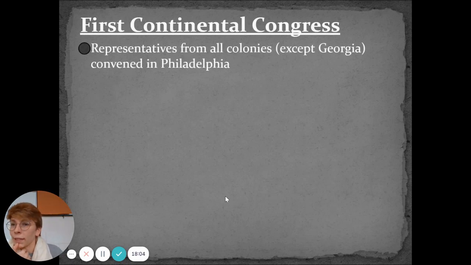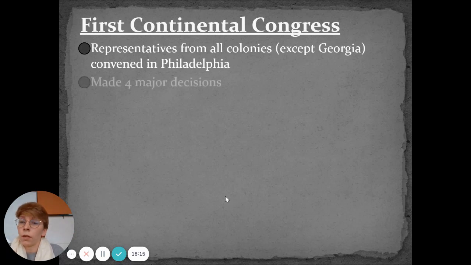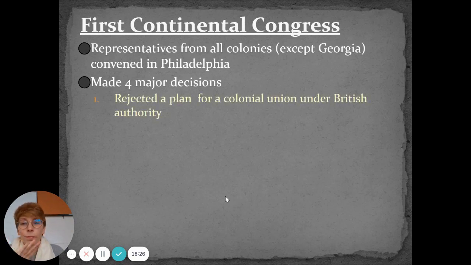And so with that in mind, the colonies call the First Continental Congress. They call for representatives from every colony to meet in Philadelphia to speak about what they're going to do about the British. They come to 4 major decisions at this time. 1, they rejected a plan for a colonial union under British authority. So essentially, they're saying, we are not going to fall fully under British authority.